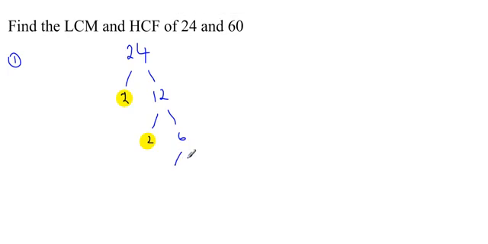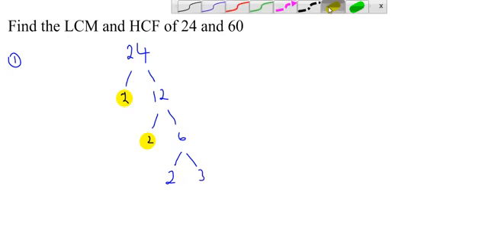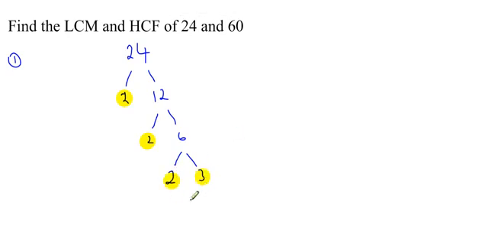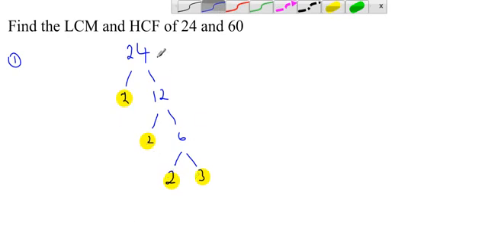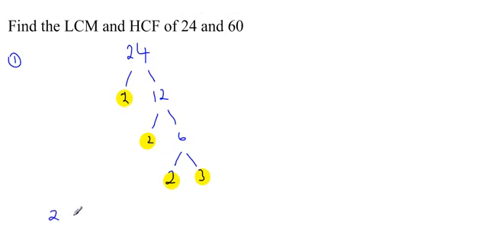6 is not. That can be broken down into 2 times 3, and straight away you can see that 2 is prime and 3 is prime. So we found the prime factors of 24. And if we were to write these numbers down and multiply them together, I'll do them in ascending order. So the 2 from there, the 2 from there, the third 2 from there, and the 3. 2 times 2 is 4, times 2 is 8. 8 times 3 is 24.